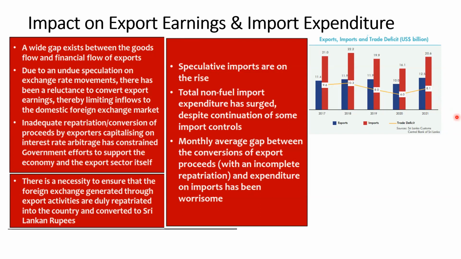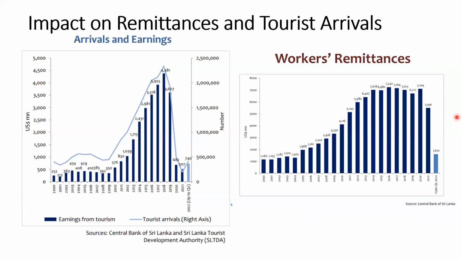Now for 2022, if we can get the 2022 results, you can see there will be a reduction in the imports, mainly because of these restrictions. That's the most important thing. Okay. Here I have given some text for your own reference. I am not reading those things. Now here you can see the tourist arrivals and the impact on workers' remittances, up to Q2 of 2022.